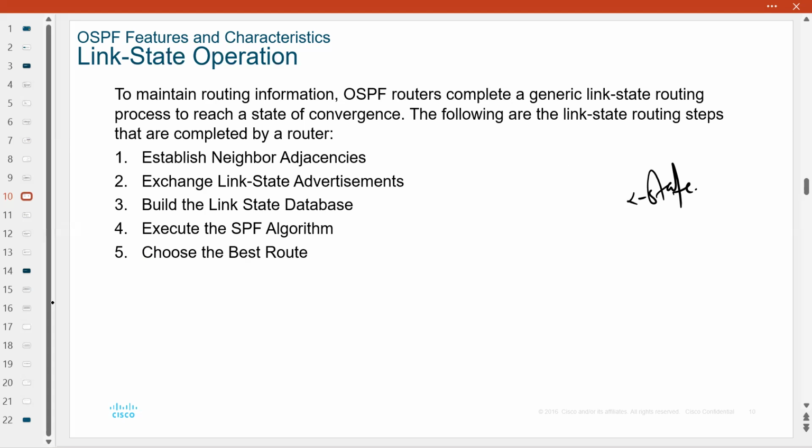Takuziva after adjacency, takuziva who is my neighbor, then we start exchanging information. My LSAs, when every other router receives my LSAs, it responds. Then we've created a database. That's how we build step number 3, the link state database.